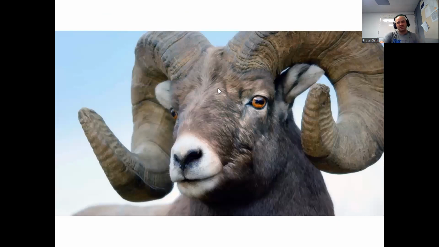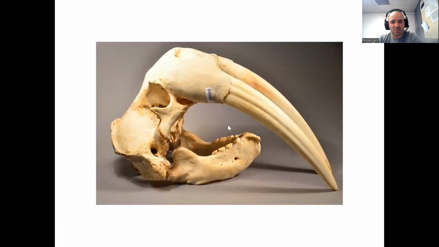Contrary to that are the horns that we see on the bighorn ram. Those are permanent. That ram has those for life. If something were to be damaged or they lose those, they're not going to grow back. And then tusks. Here's a look at a walrus with those two giant tusks out there.